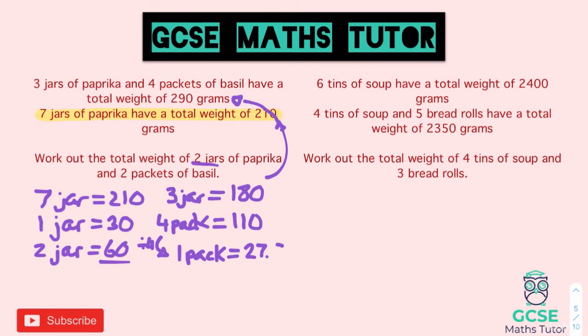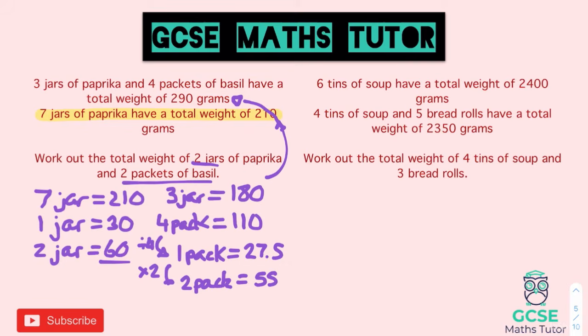So 27.5. It wants us to ultimately work out the weight of 2 packets of basil and the 2 jars, so we can multiply that by 2. And that's going to give us that 2 packs is equal to, 27.5 times 2 is going to be 55.